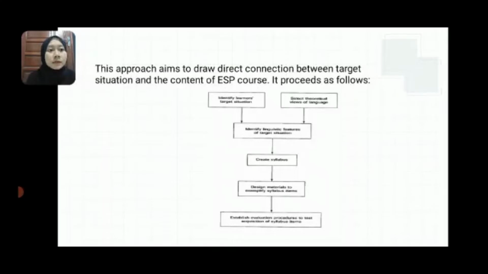Its process is as follows: identify the learner's target situation and select a theoretical view of language, then identify the linguistic features of the target situation, and next create a syllabus, then decide on materials to exemplify the syllabus items, and next establish evaluation procedures to test the acquisition of syllabus items.